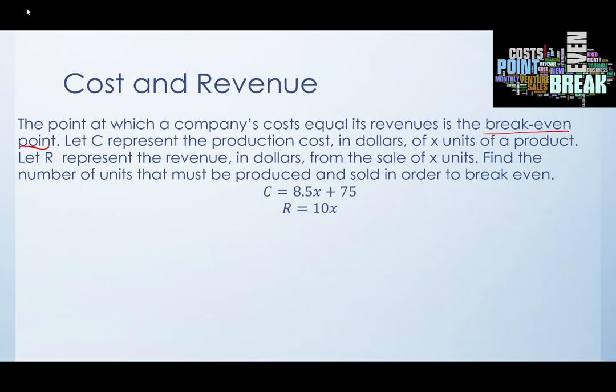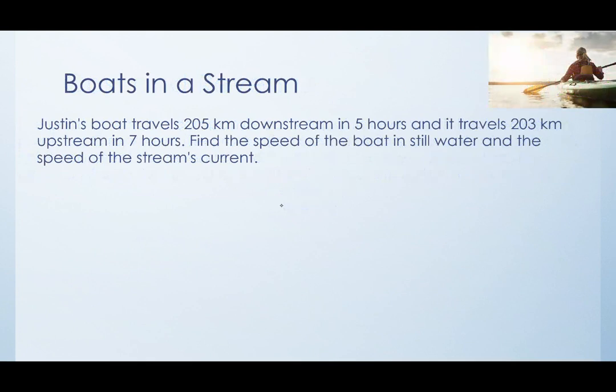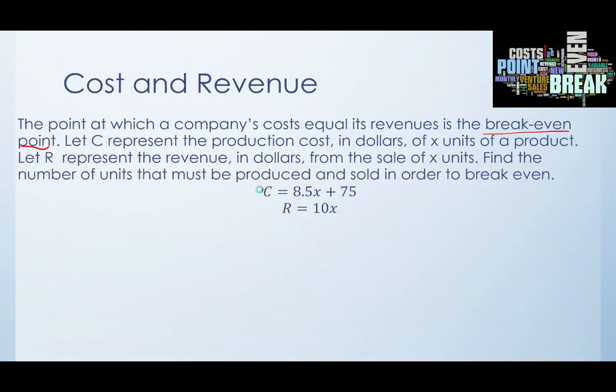So we're given the two equations here. The cost is 8.5 times x plus 75. The revenue is 10x. So obviously it's costing us $8.50 to make each unit, and we're selling it for $10. Now in this case, we want to know where C and R are equal, so temporarily we could call those y. So we want these equal.